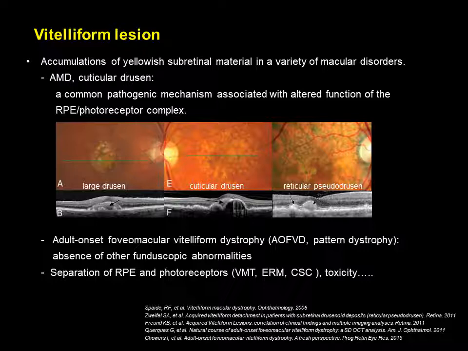Accumulations of yellowish subretinal material can occur in a variety of macular disorders, which has been referred to generically as a vitelliform lesion. Vitelliform lesions are frequently accompanied by drusen and AMD, suggestive of a common pathogenic mechanism associated with altered function of the RPE-photoreceptor complex. Patients who do not have other fundoscopic abnormalities may be diagnosed with adult-onset foveomacular vitelliform dystrophy. Other conditions include VMT, ERM, CSC, and toxic maculopathies.